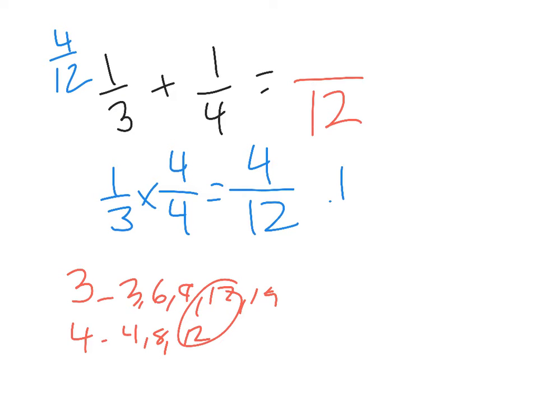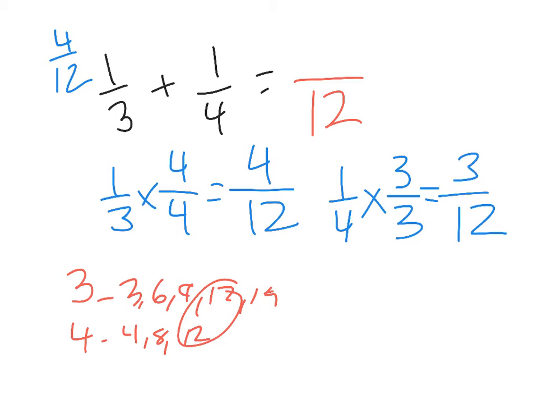And then we've got 1/4 times something equals something over 12. 4 times 3 gives me 12. 3 over 3, so it's one whole. 1 times 3 is 3. So we've got 3/12. Now we have like denominators, we both have them in 12ths, which is our desired answer. So all we have to do is add the numerators. So 4 plus 3 gives me 7.